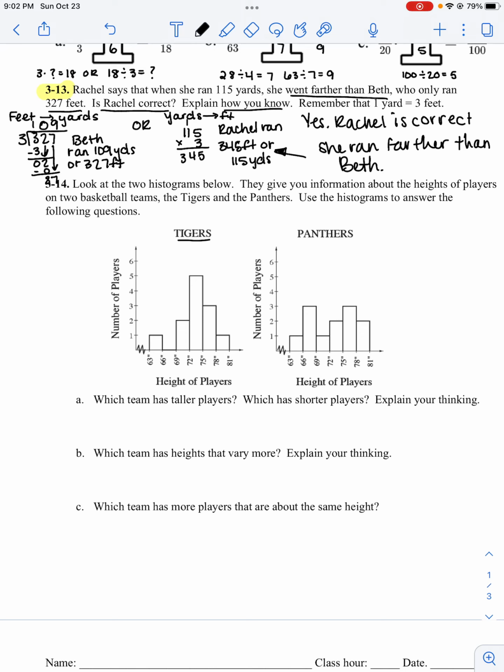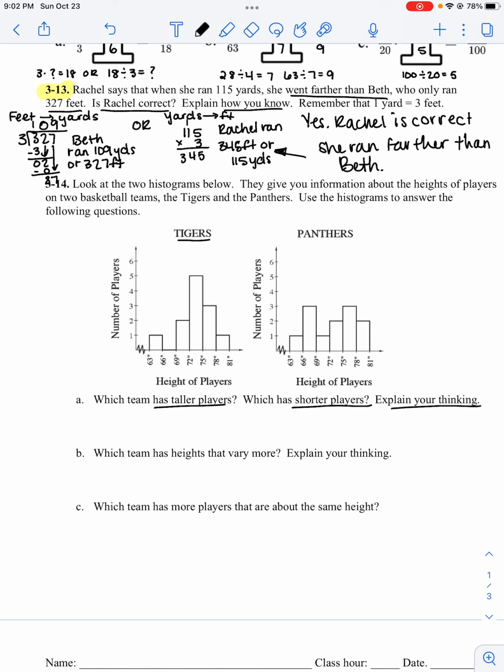Okay, problem 14. Look at the 2 histograms below. They give you information about the heights of players on 2 basketball teams, the Tigers and the Panthers. We need to use the histograms to answer the following questions. Okay, part A, which team has taller players and which one has shorter players? Explain your thinking.